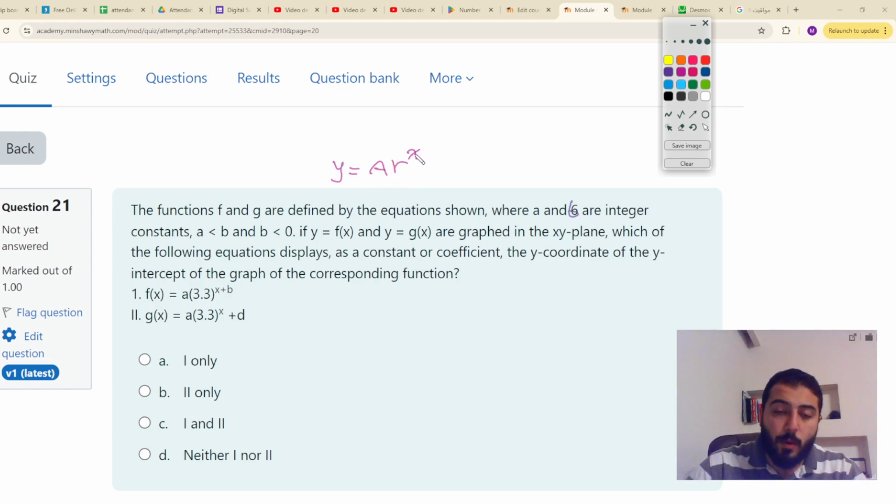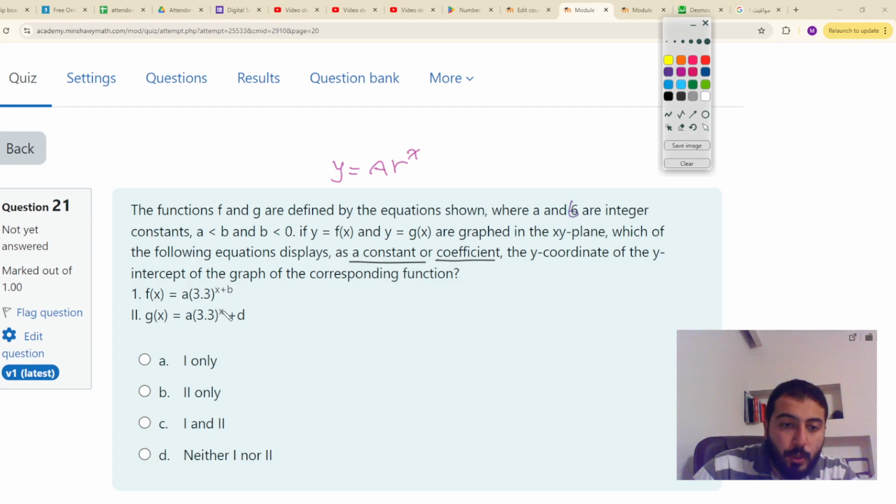But when it is r power x, when you put x equal to 0, this is 1. Anything power 0 is equal to 1, so it leaves us with a. So a is the initial value. So let's see, if we put here x as 0, the initial value is a times the 3.3 power b. That is not the initial value. So the initial value is not just there by looking at the function. He's saying to be displayed as a constant or coefficient, so we should see the initial value. A is not the initial value anymore because of x plus b.